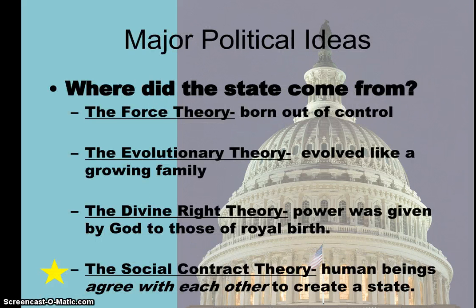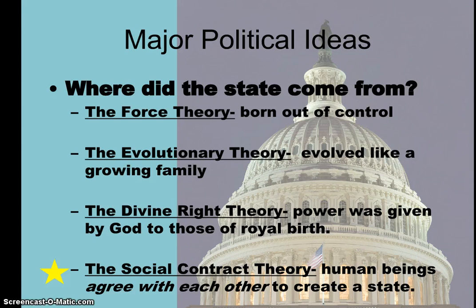Okay, major political ideas. These are the 4 different theories about why a government is formed, where it comes from. The first theory is born out of control, right? That the people who are in charge, they force their way to being in charge, okay? Or we have the evolutionary theory, that governments evolved over time like a family does, right? Like it was just necessary, so it came to be.